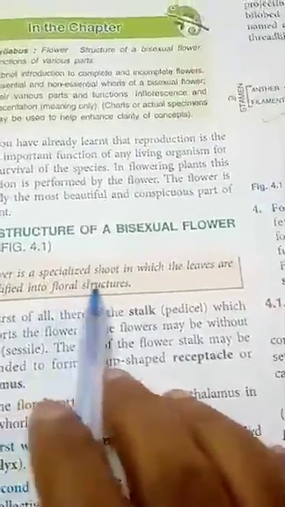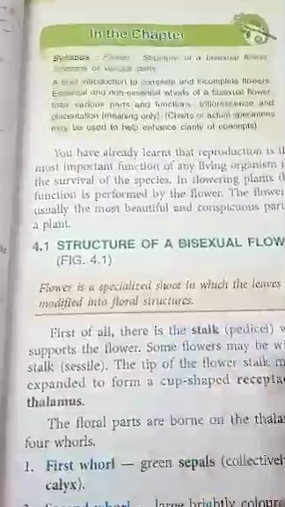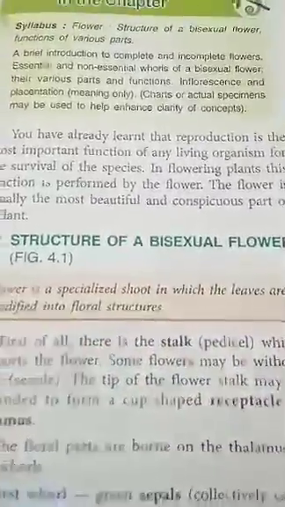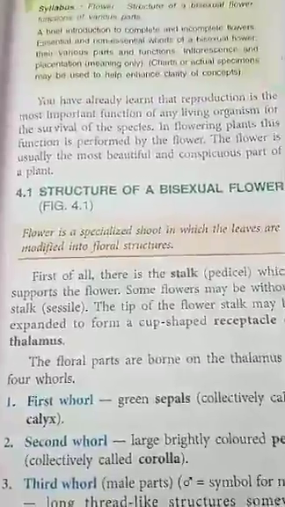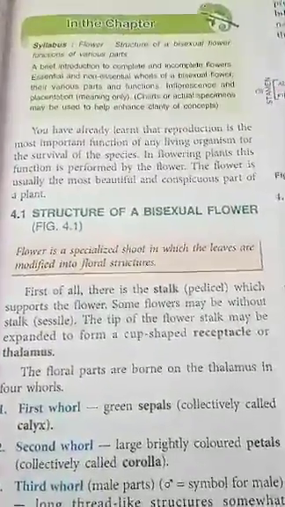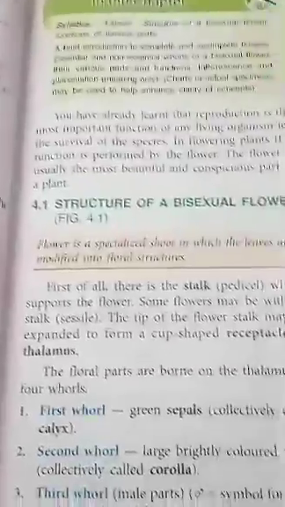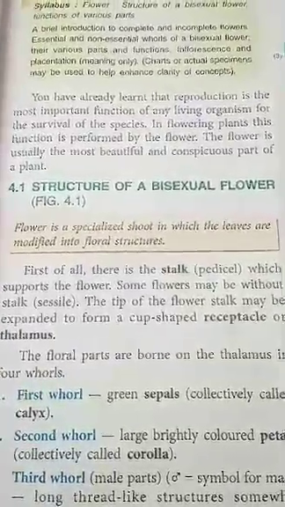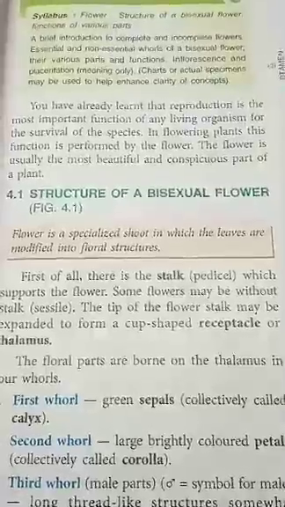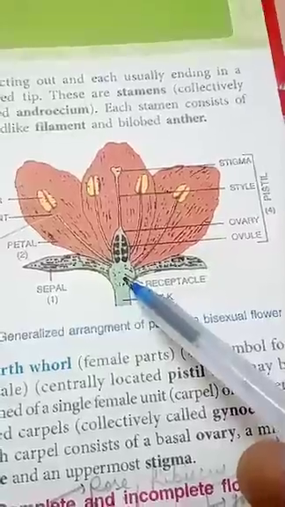It is a specialized shoot in which leaves are modified into floral structures. Or you can say the flower is the reproductive part of the plant which helps in sexual reproduction, and it leads to the formation of fruits and seeds. Now if you remember, the flower stalk is called the pedicel, and the base of the flower, you can see, is a swollen part which is called the receptacle.